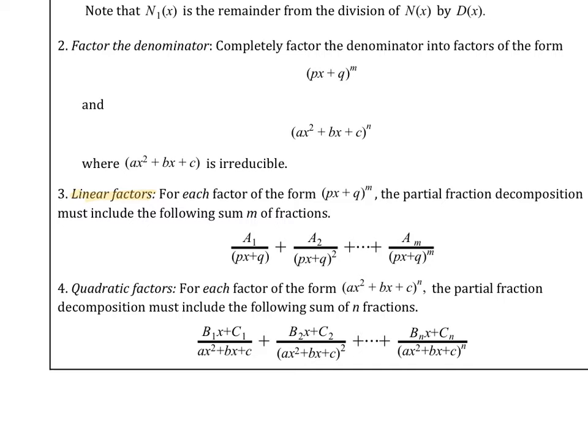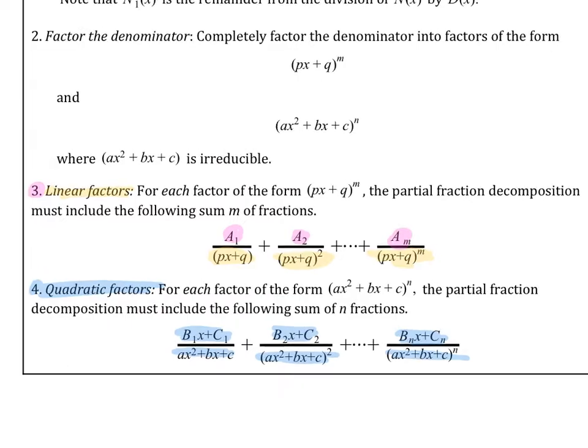For each factor of the form px plus q to the m, the partial fraction decomposition must include the following sum of m fractions. So we have A1 over px plus q, plus A2 over px plus q squared, plus all the way to Am over px plus q raised to the m. Okay, and then tomorrow, or the next lesson, we're going to look at quadratic factors. And so we write it in this way, and then it's squared, and so forth. And notice that here in the numerator, it is linear. It's Bx plus C, and then all the way to here. And then for linear factors, it's just a constant at the top. Okay, so just kind of looking at the differences between the two. Again, this lesson is going to focus on linear factors only with constants on the top.